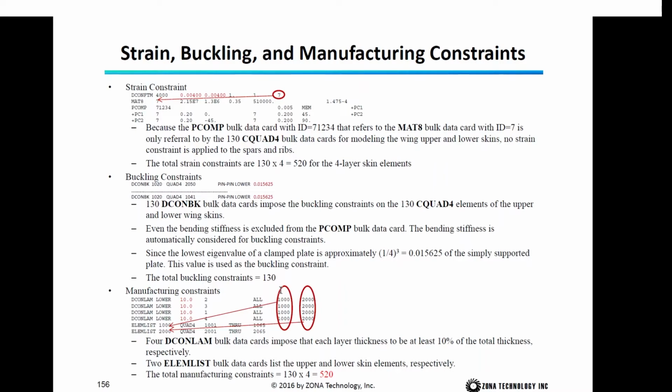Then we have a manufacturing constraint. It says all layers must be at least 10% of the total thickness. So it defines a lower bound of 10% for layer 1, layer 2, layer 3, layer 4. It refers to the element list, sigma 4 from 1001 to 1065, another from 2001 to 2065. So there's a lower and an upper skin. So the total number of manufacturing constraints is 130, since we have 130 sigma 4. We have 4 layers, so it's 520.